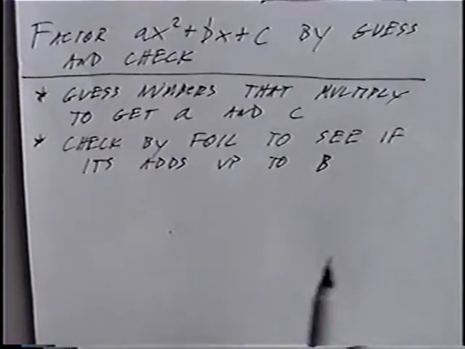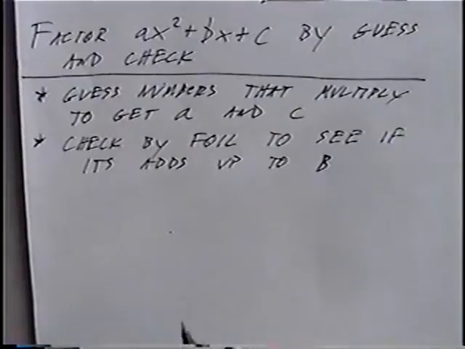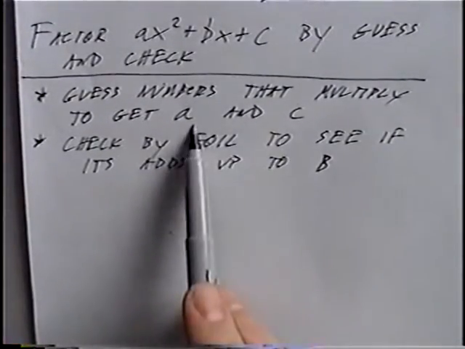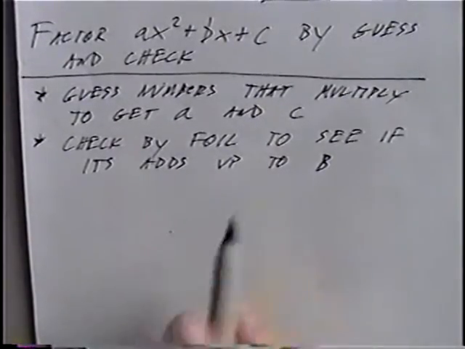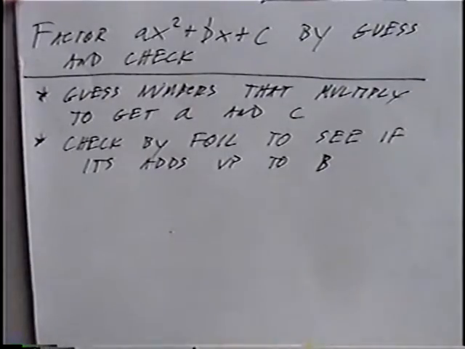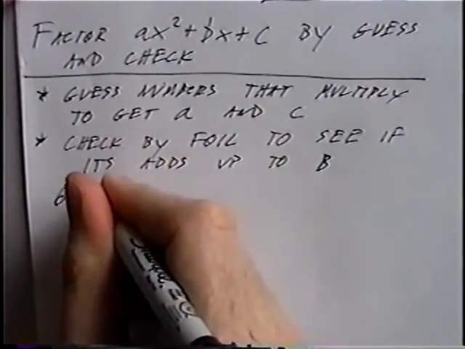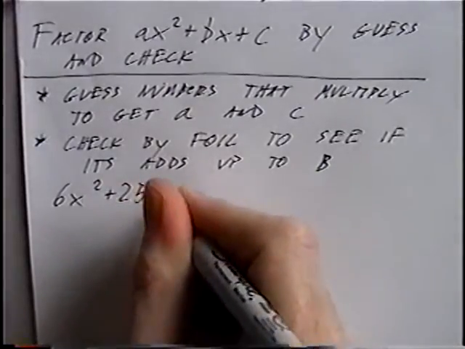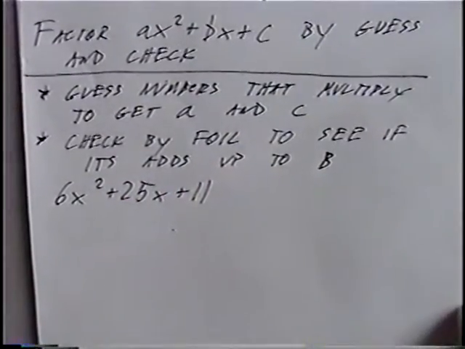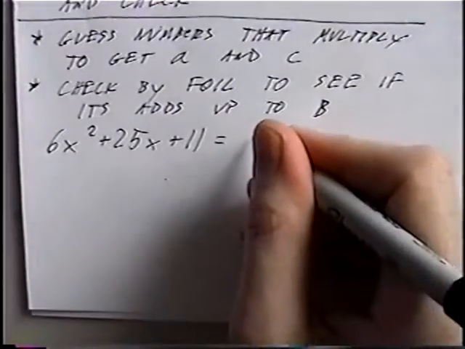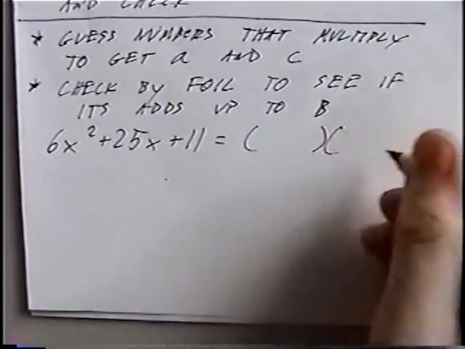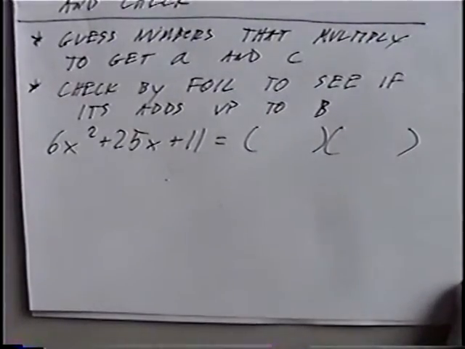So again, we'll solve these same type of questions we just did, factoring ax squared plus bx plus c. But rather than using the diamond or X method and factor by grouping, we can try and guess numbers that will be A and guess numbers that will be C, and see if that adds up by foiling to get B. Our first problem is 6x squared plus 25x plus 11. And again, to guess and check, we're basically going to try and guess the two parentheses. That will be our final answer.